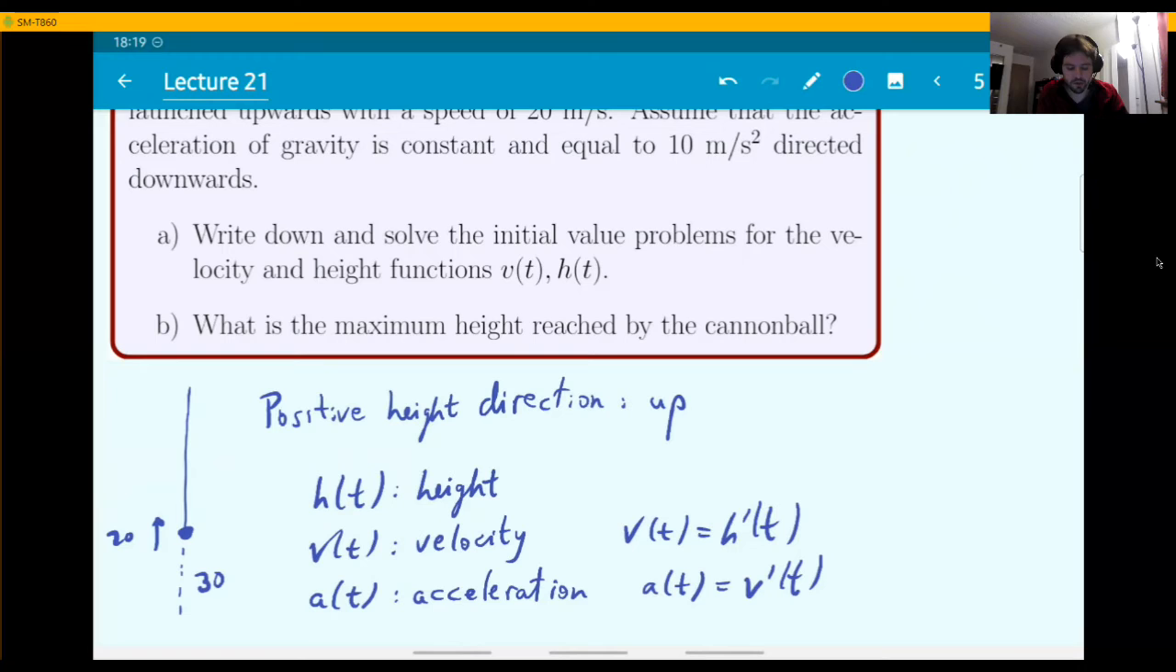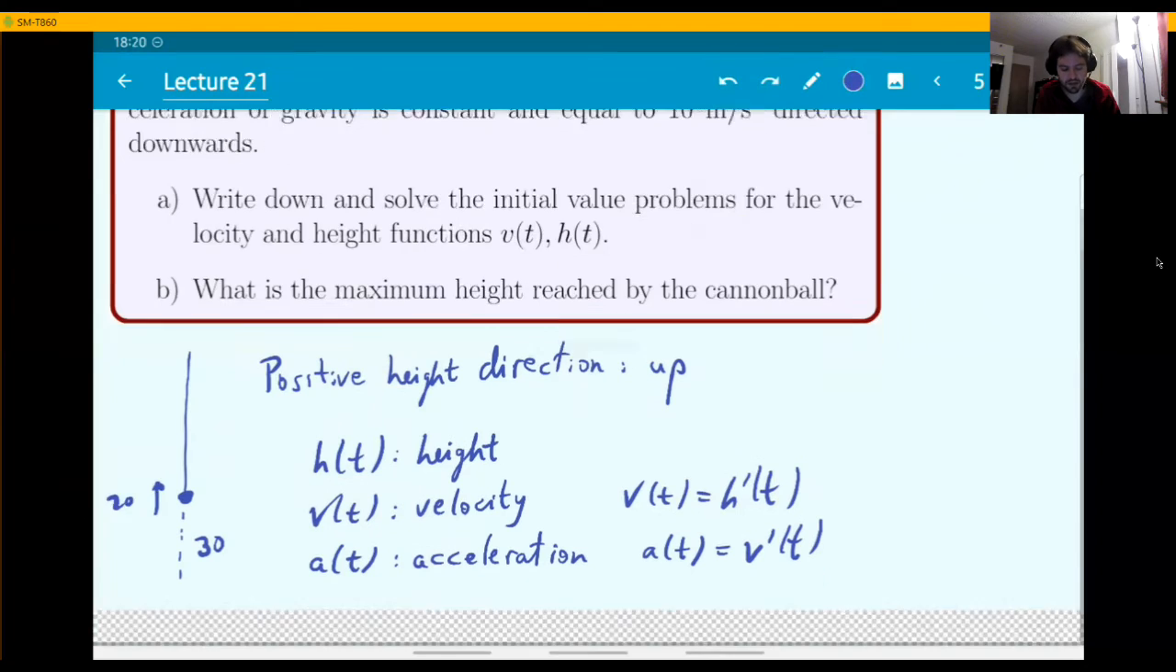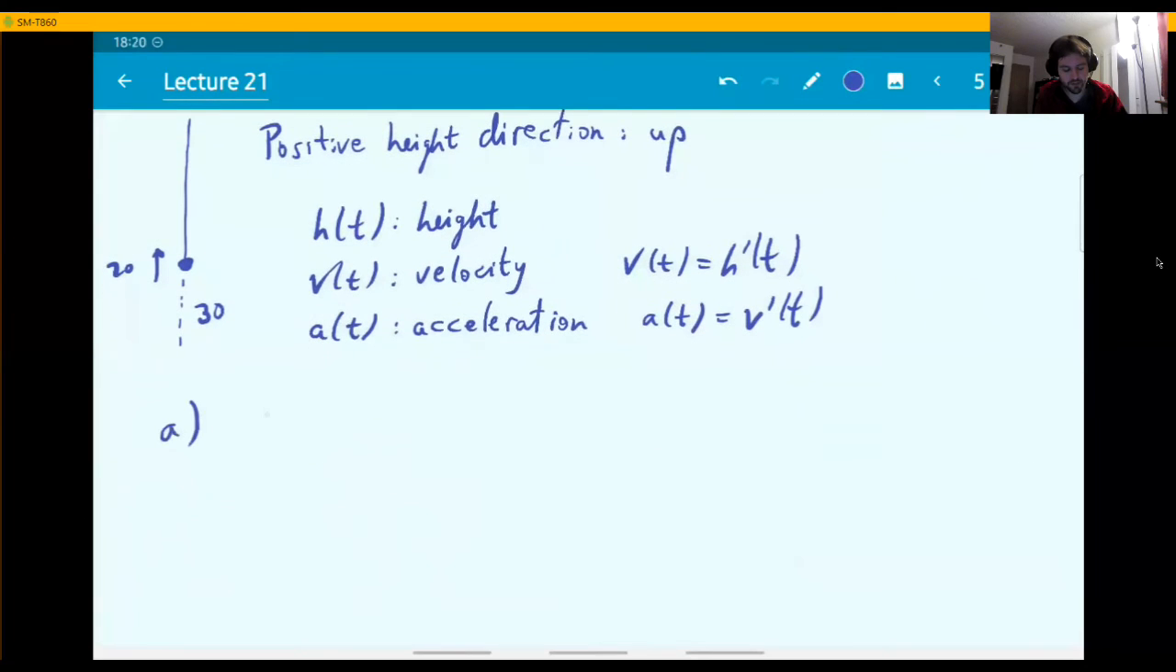So now, what are the questions asking? First one: write down and solve the initial value problems for the functions v and h, velocity and height. Let's do that first. So what is the initial value problem for v? Reminder, an initial value problem is something of this form where you give the derivative of the function, it is equal to something, and then you also give me a certain value: v at a specific instant of time is equal to some specific value.